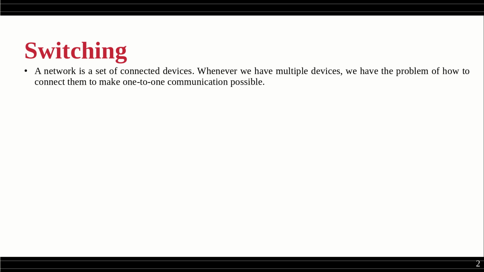So let's see. A network is a set of connected devices, that you know, right? Whenever we have multiple devices, we have the problem of how to connect them to make one-to-one communication possible. How are we going to connect different devices? We have that connection by means of transmission media. We have one module particularly dedicated to all the transmission media, like coaxial cable, optical fiber, and of course twisted pair. And we even have wireless media also.